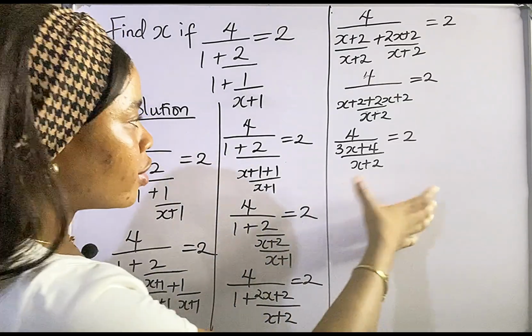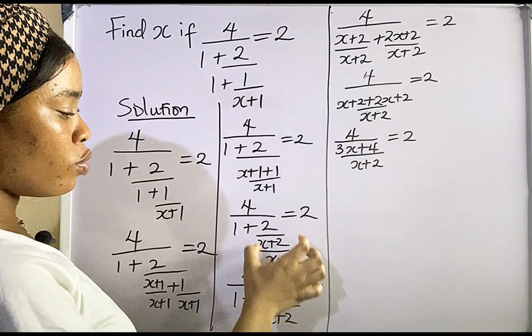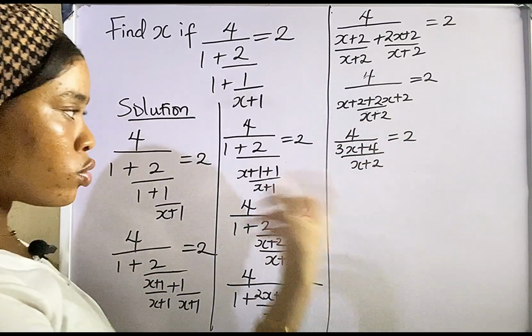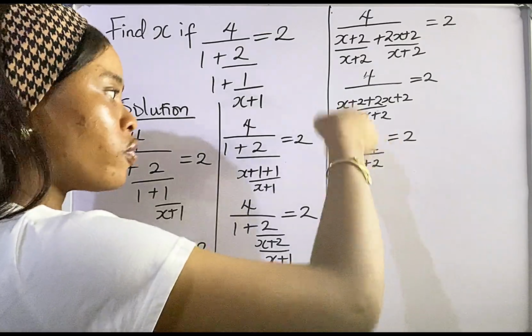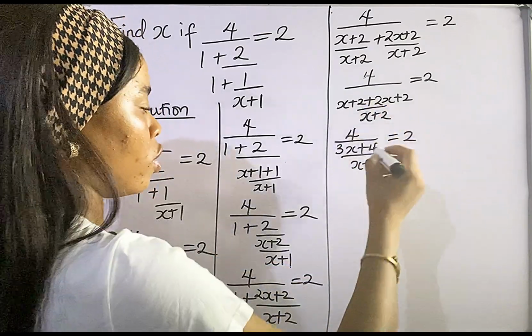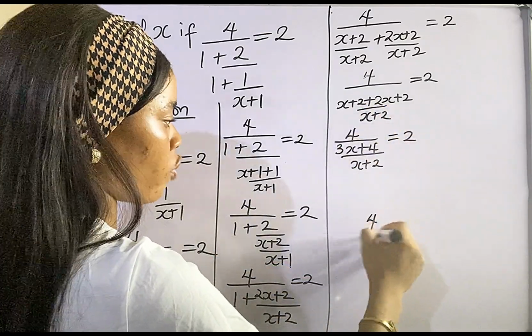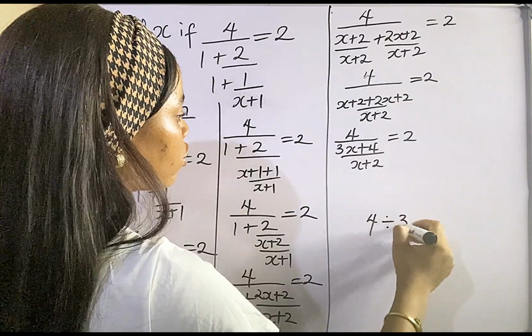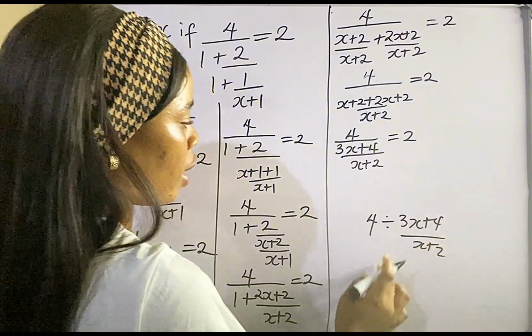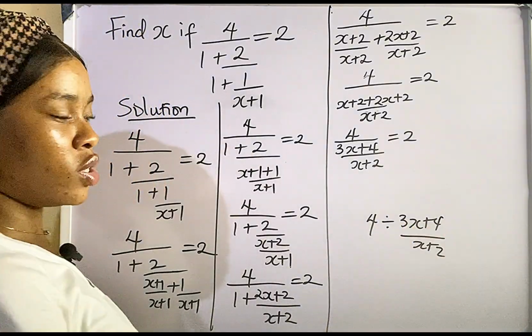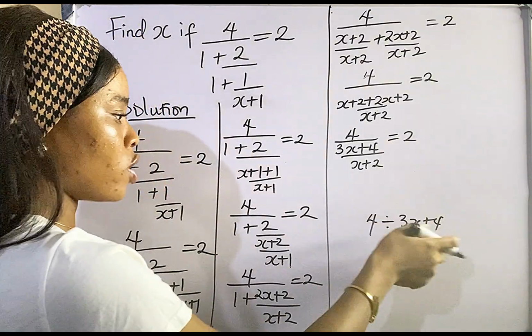So from here, you see this is something more like this. So we also do what we did here. We can resolve this fraction to be the same thing as 4 divided by 3x plus 4 over x plus 2. And remember, the division sign becomes multiplication, and then it takes the inverse of this.